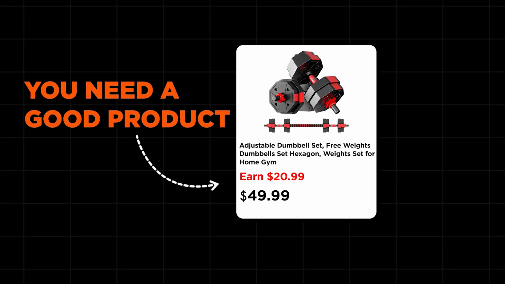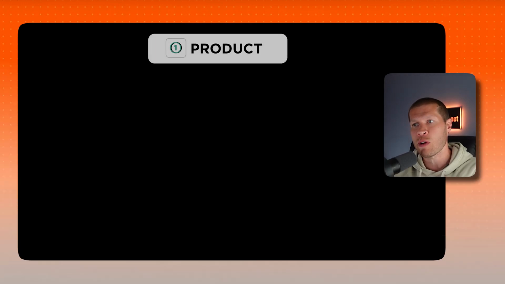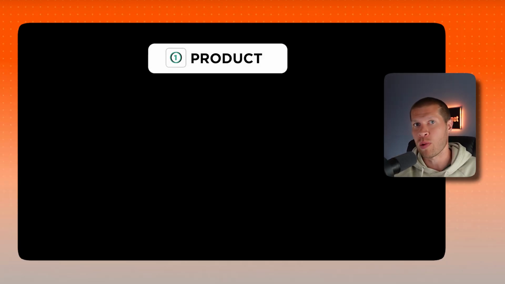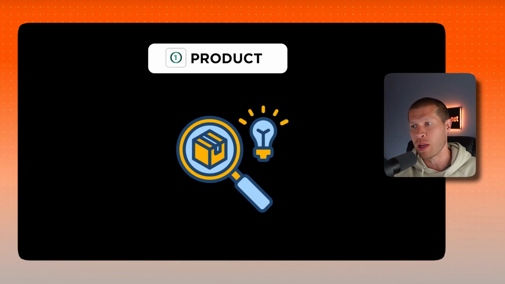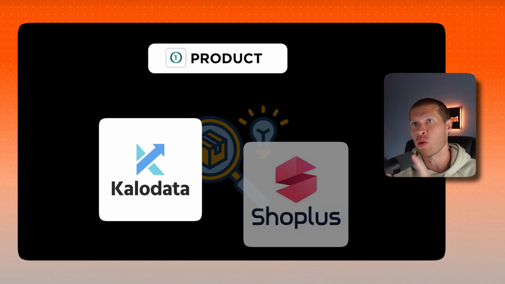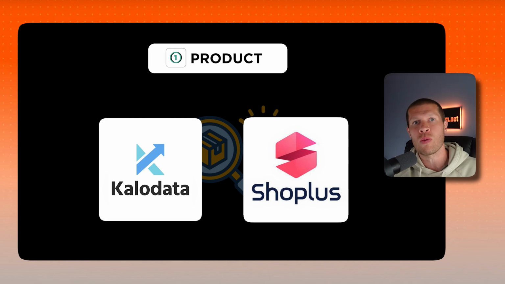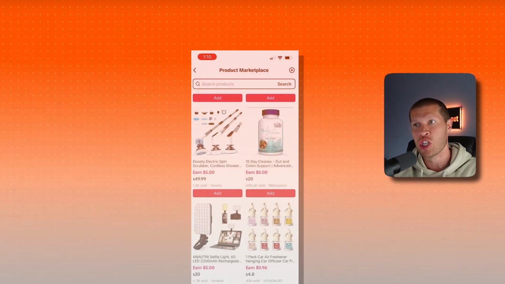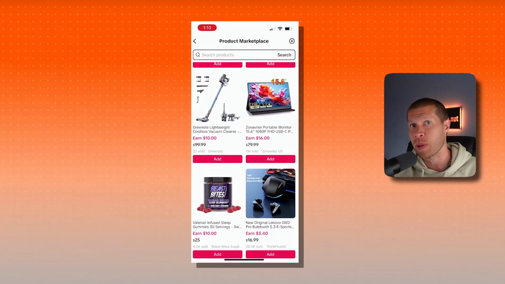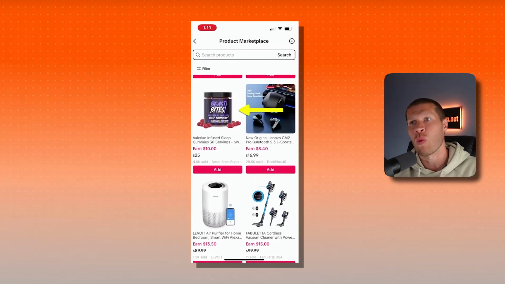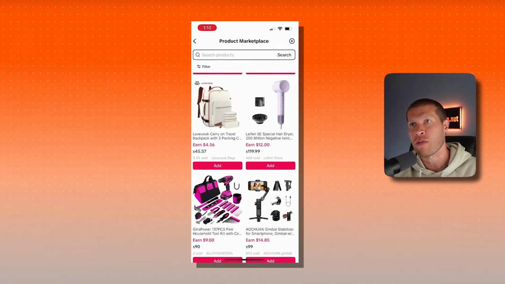Now, first and foremost, you need a good product, right? So this goes without saying. The first step is the product. It's the most important thing, right? There are several ways to do product research. The easiest one, in my opinion, is to use a software like Colidata or Shop Plus, but you can also do manual research within TikTok Shop if you're just looking through the product marketplace yourself and kind of seeing what works and what's already selling for other people.